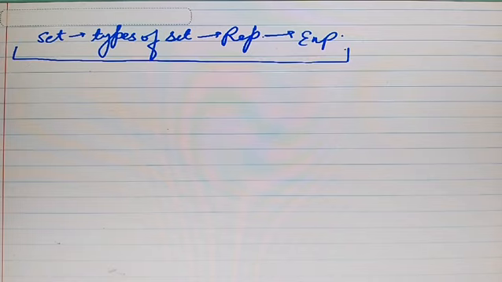And let me tell you what we had done in this class till now. We started with set, types of sets, representation, and then we moved to different examples. So we reach here. Now today's topic is Venn diagram.